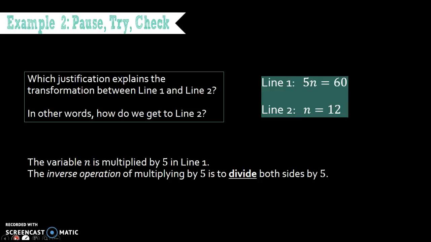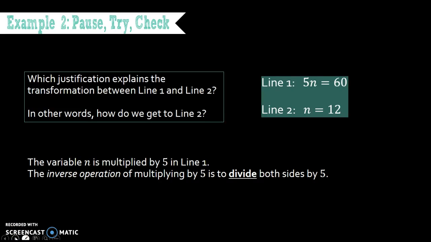Which justification explains the transformation between line 1 and line 2? Or how do you get from line 1 down to line 2? We're going to look and see what happened. We're seeing that the variable n is being multiplied by 5 at the beginning. The inverse operation of multiplying by 5 is to divide both sides by 5.